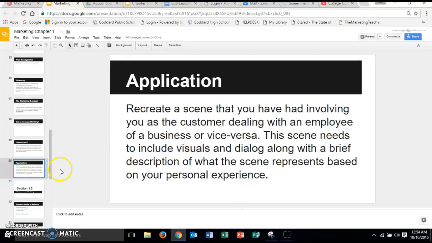We will start section 1.2 next time after we have a brief discussion in class about all the things you came up with today.